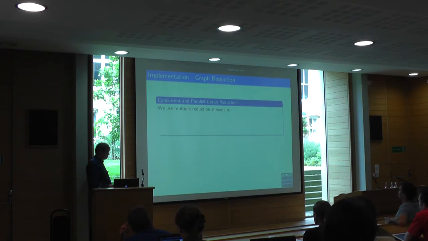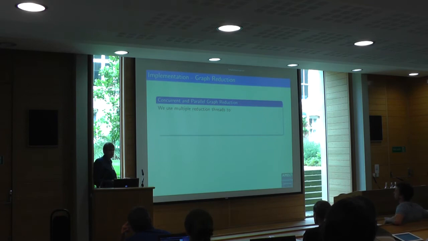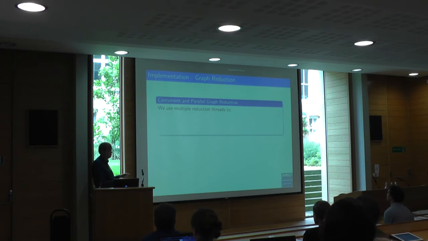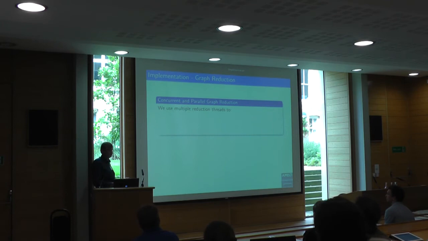Another thing is we want to perform reduction using multiple threads. You can also already do concurrent evaluation of transactions through lazy evaluation. But if you want to reduce multiple transactions which read the state concurrently, they will reduce the state with multiple threads. So we have to ensure that it's correct. One idea is to just use a standard parallel graph reducer to do so.